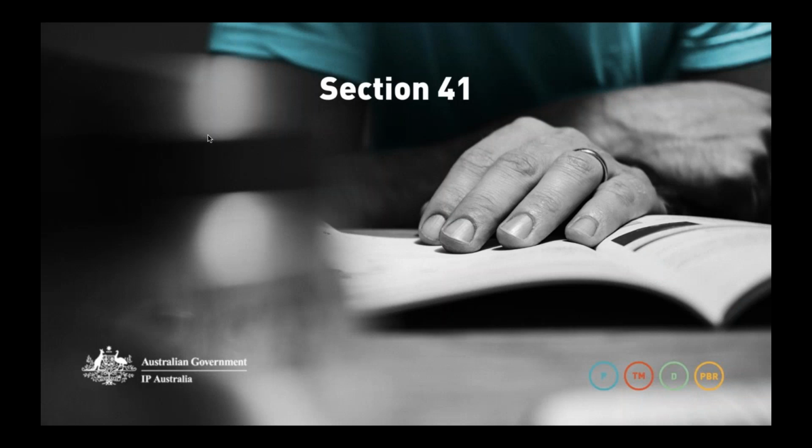So all trademark applications are examined under the Trademarks Act. Within this Act, there are a number of sections that an examiner considers to determine whether your mark is able to be registered. So the section we'll be focusing on today is Section 41. Section 41 looks at whether your trademark is capable of distinguishing your goods and services from your competitors' goods or services. A trademark should be something that can act as a badge of origin.